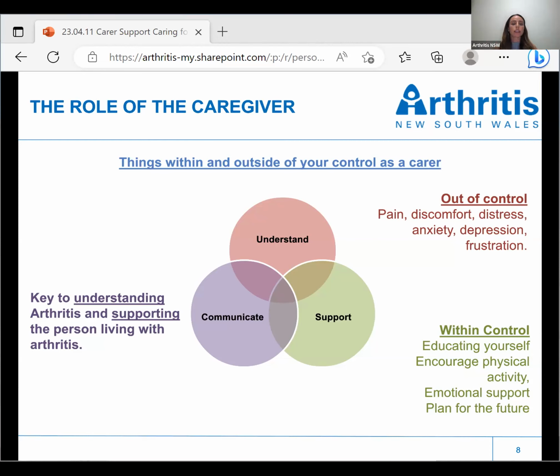So these things are within your control and not only beneficial in that it can help with the longer term management, but as a carer, it can help you provide better support.